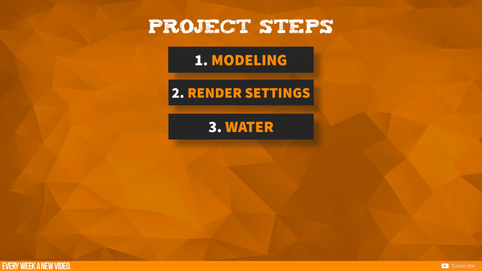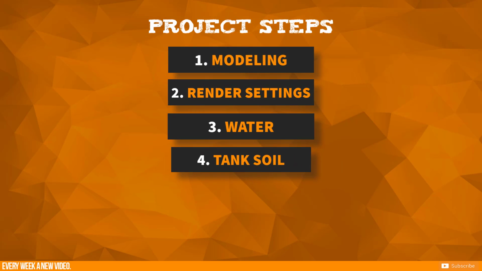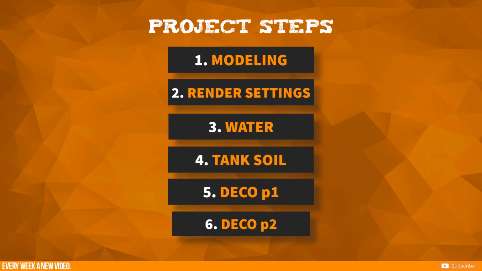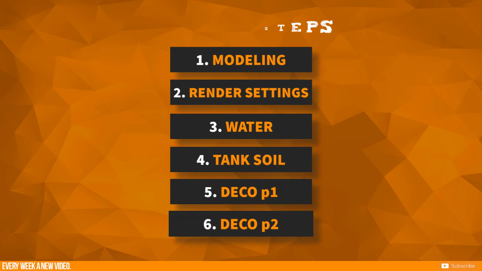3. The water. Different ways to simulate water. I will talk about the liquid fluid, water shader and wave modifier. 4. The soil. Different ways to create soil. 5. Decoration part 1. Modeling the heating element and filter. And 6. Decoration part 2. Stones, wood, plants, fishes. The little tiny props which you need for filling your tank.